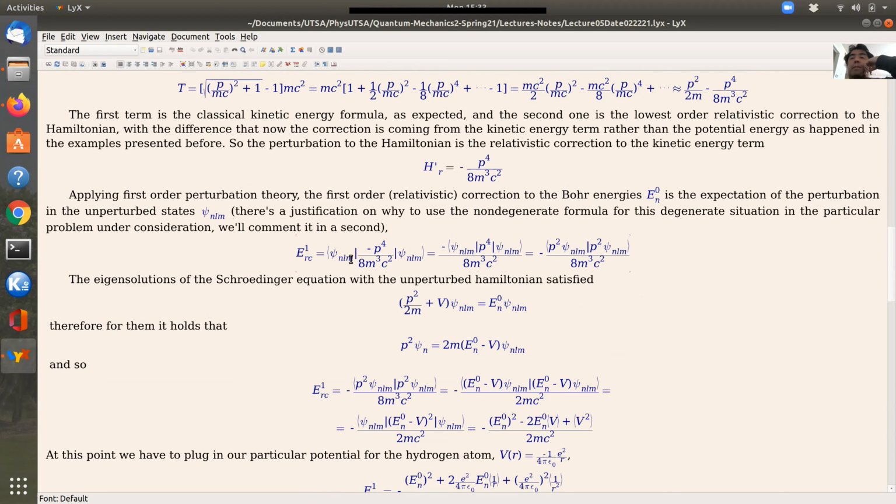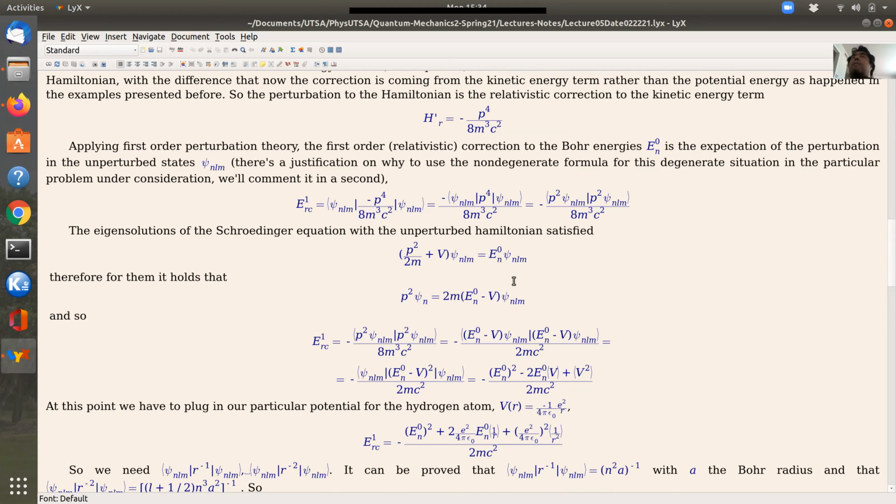And well, we can take out the constants. Then basically we can use the hermiticity properties of this operator, passing a p squared. And so this is basically the norm of the p squared psi NLM state. So we just have to figure out what this operator is doing, right?